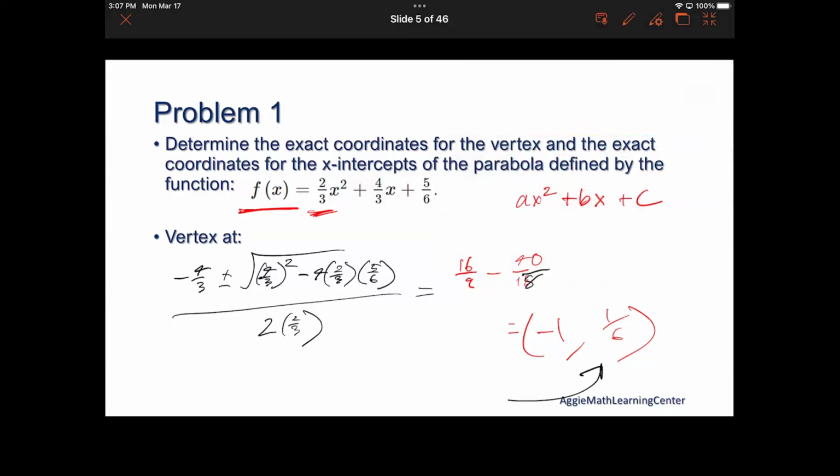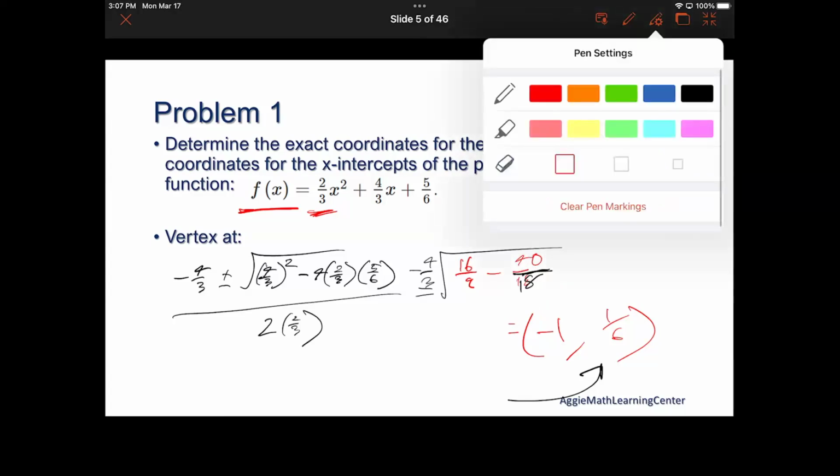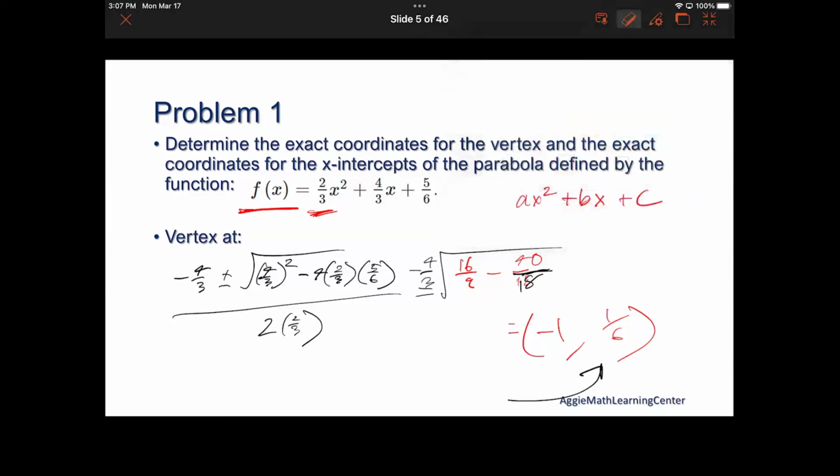And now it's black again. I don't know why it keeps on changing colors. Very frustrating, if you ask me. But if we keep on going, this is inside of our square root in front of the -4/3. Gosh, I am making a mess of this.